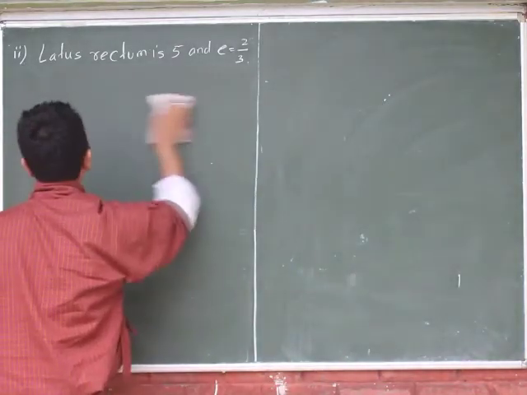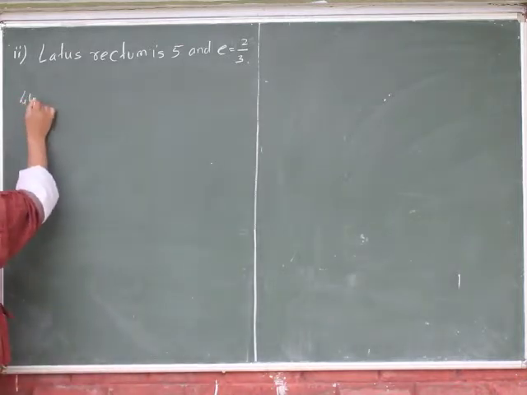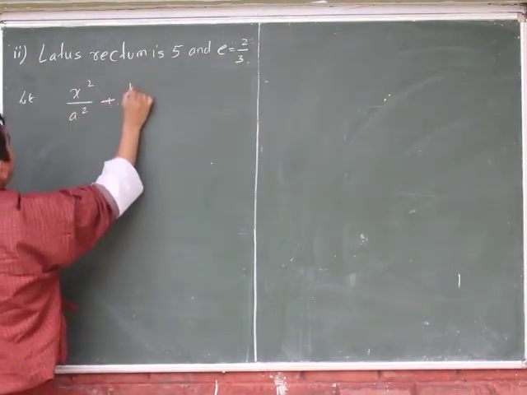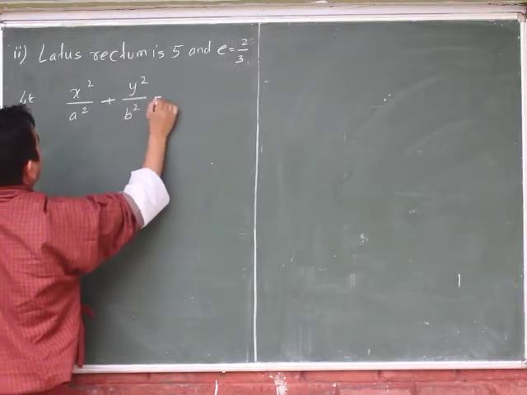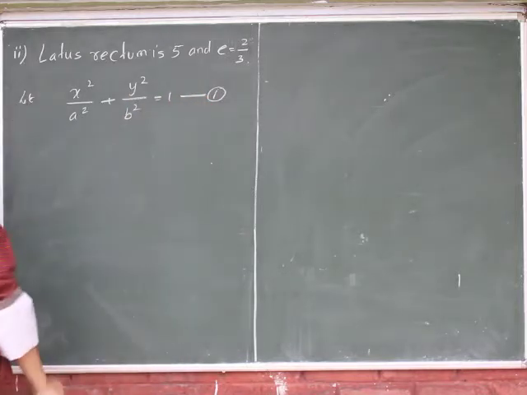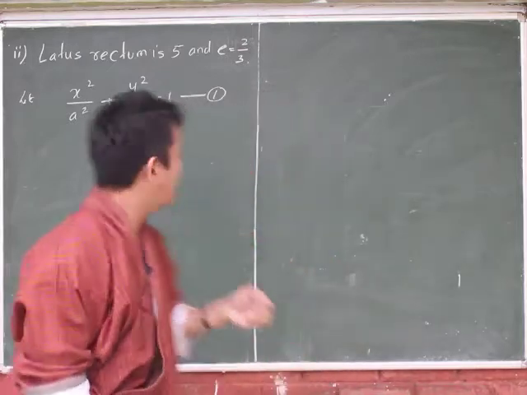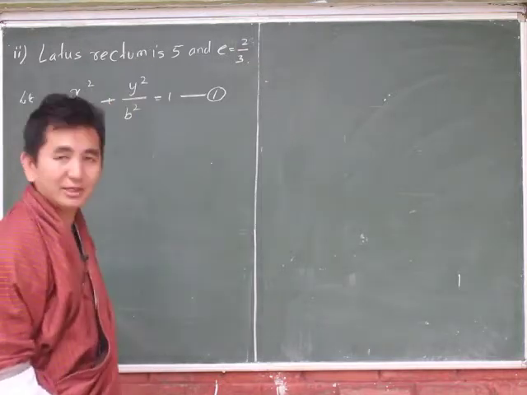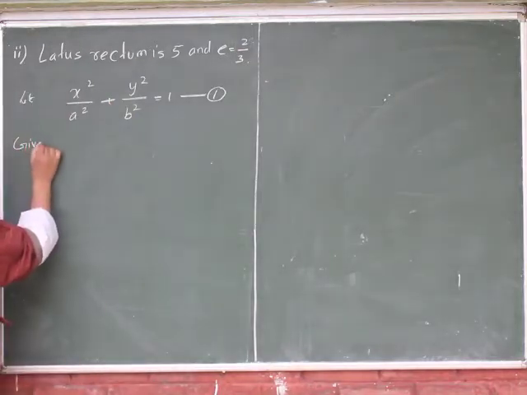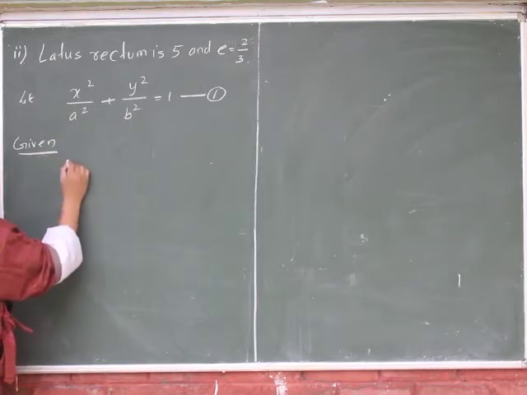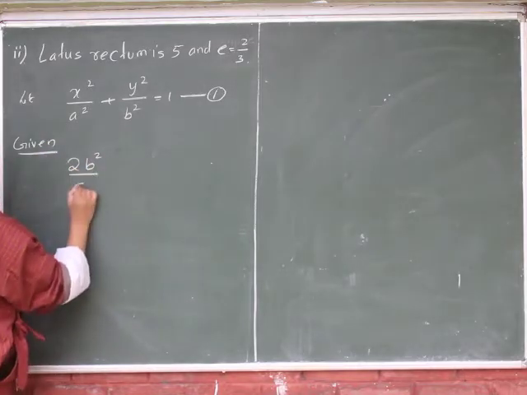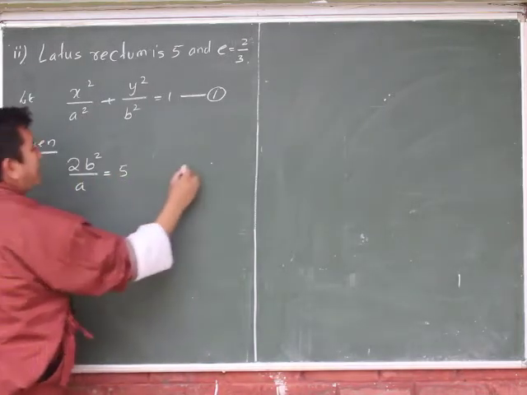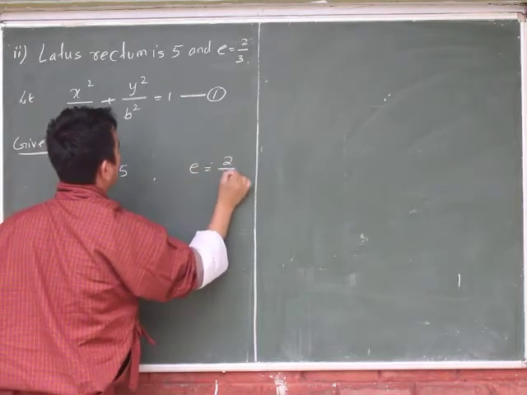Let the required equation be, I will take horizontal, x square by a square plus y square by b square is equivalent to 1. Say this is equation number 1. Now, in order to find the equation of the ellipse, always try to calculate the value of a square and b square from the given condition. The given condition here is the latus rectum, which is 2b square by a, equivalent to 5, and the eccentricity value is 2 by 3.